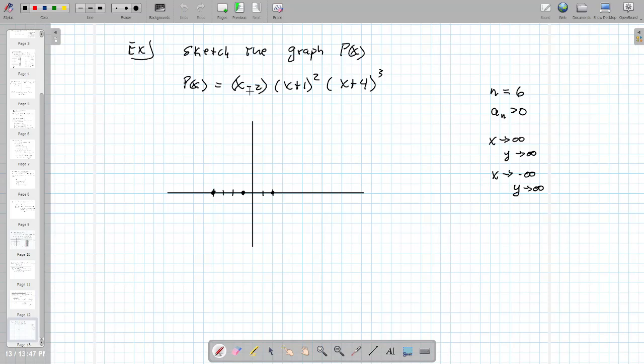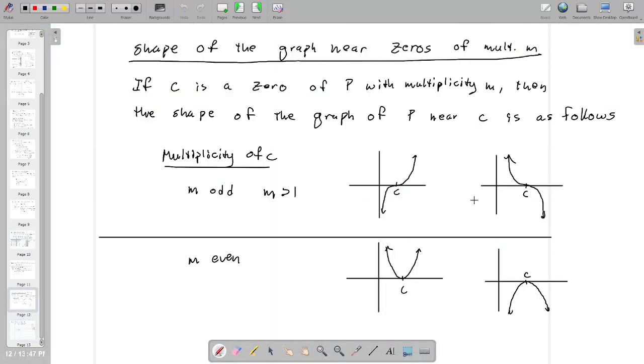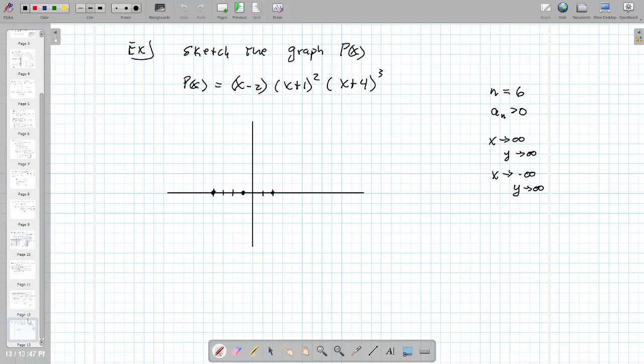The multiplicity of x minus 2 is 1, so it does not squiggle as we go through. m is odd, but m is not greater than 1. It goes straight through. So at 2, we're either going to go straight through like this, or straight through like this. At x equals negative 4, we're going to squiggle through. We're either going to go like this through, or we're going to come down and squiggle through like this. It's one or the other.